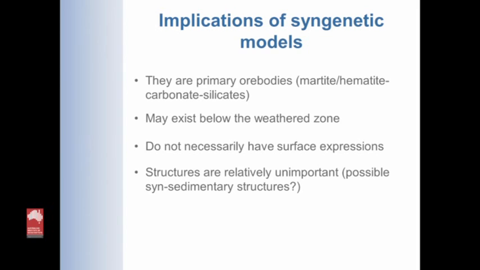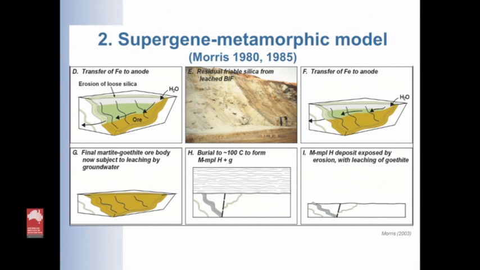What are the implications of this? They are primary ore bodies. They may exist below the weathering zone. They don't necessarily have surface expressions, and structures are not very important. Okay, genetic model type number 2 was championed by Dick Morris in the early to mid-80s.